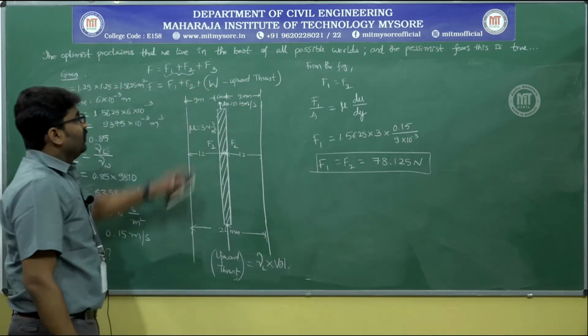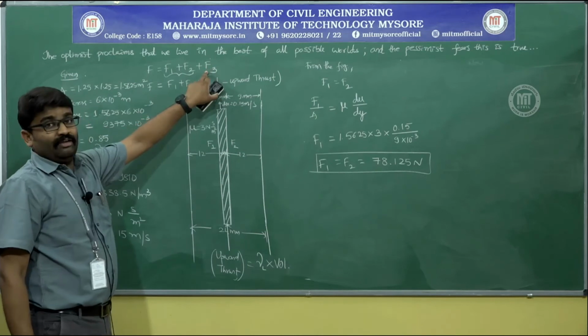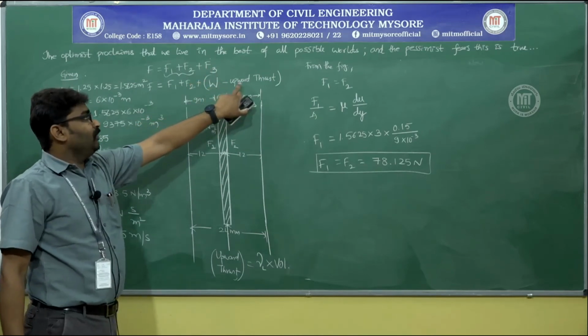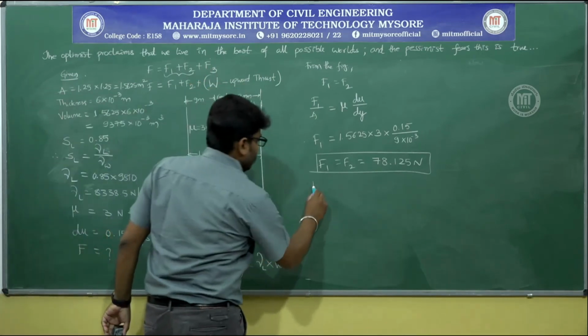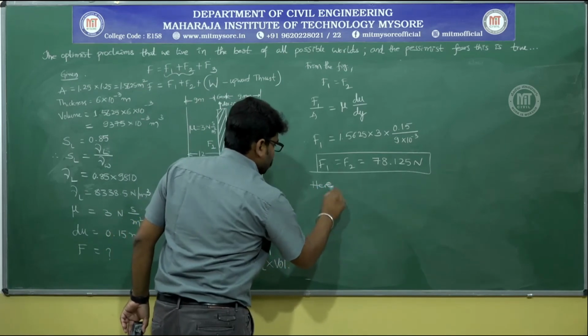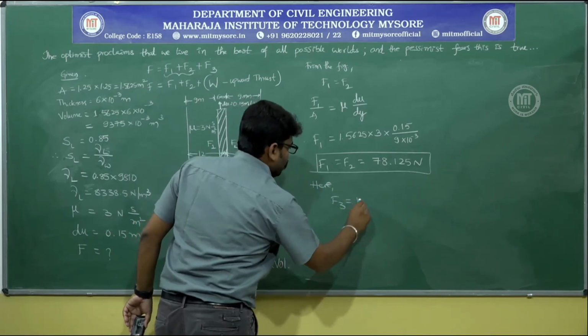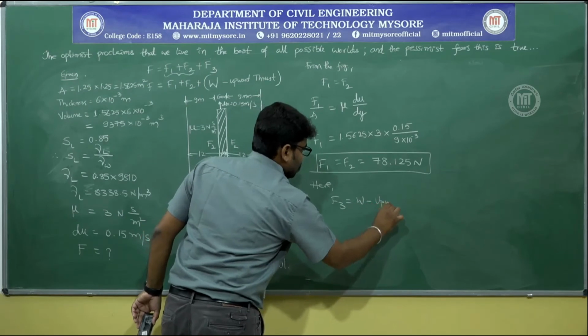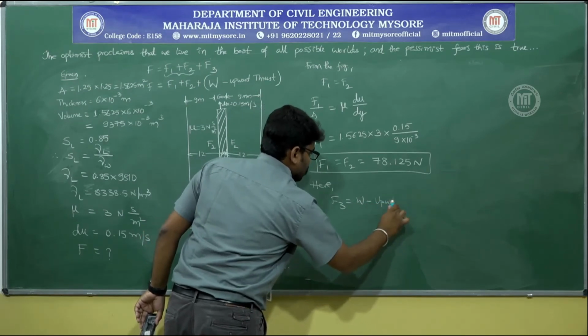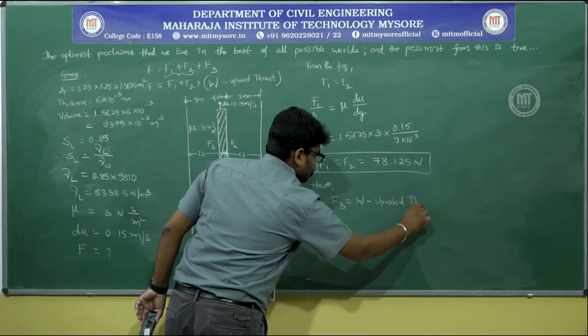So, this part is over. What I am supposed to calculate is F3. F3 is nothing but W minus upward thrust. Here, F3 is equal to weight minus upward thrust.